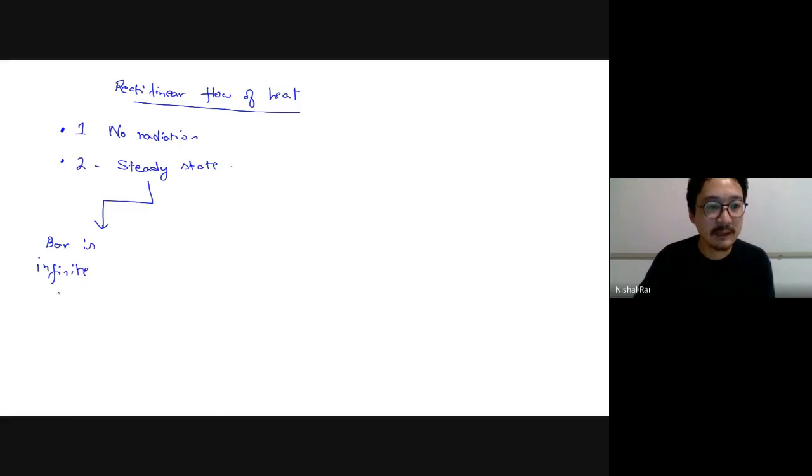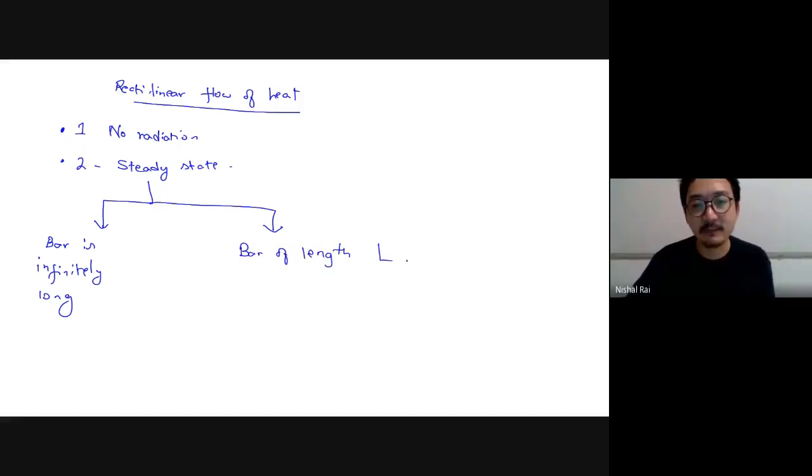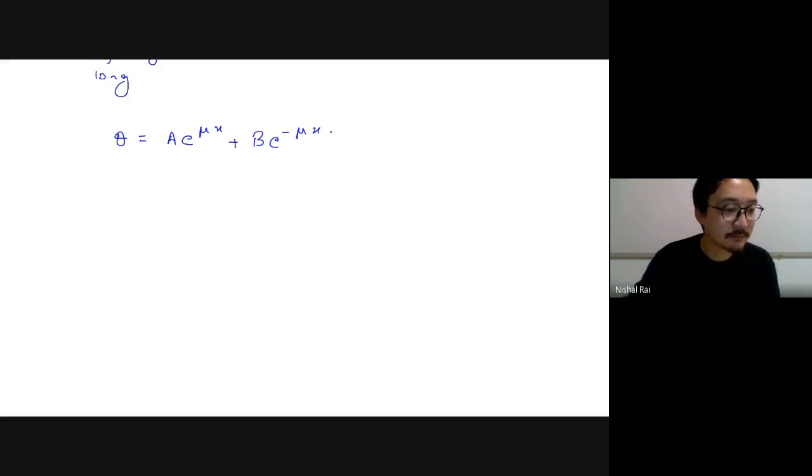Exactly, infinitely long. And today we are going to do which? Finite length. Yes, exactly. Bar of length L. Clear? So how are we going to proceed? Finally, the solution which we ended up with was the temperature given by A e to the power mu x plus B e to the power negative mu x. So the boundary condition for a finite length is what?